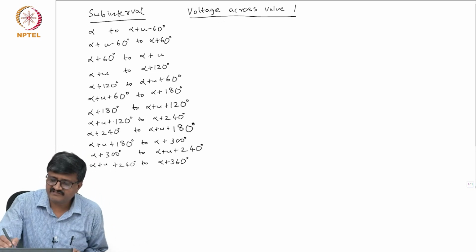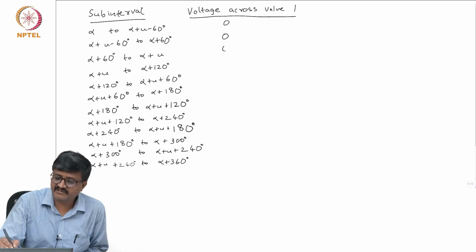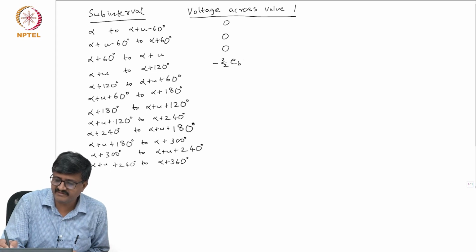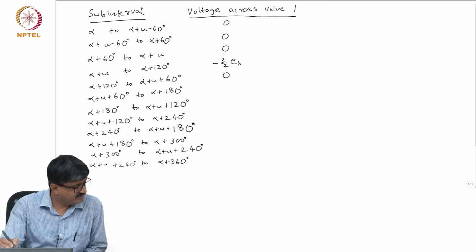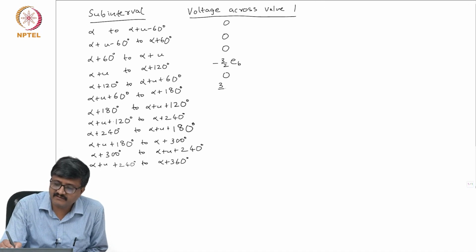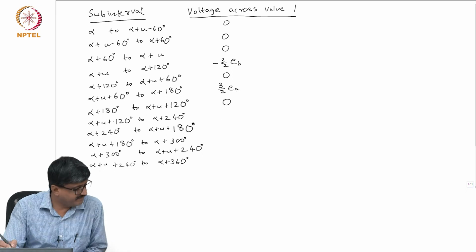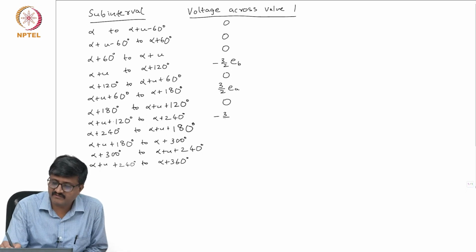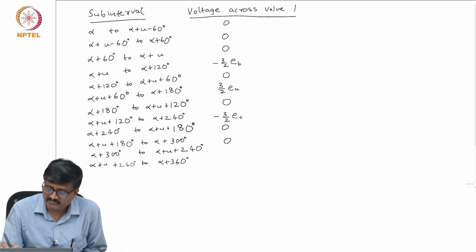So we have in the first subinterval 0, second subinterval 0, third subinterval 0. Then in the fourth subinterval it is minus 3 by 2 EB, then 0, then 3 by 2 EA, then 0, then minus 3 by 2 EC, then 0, 0, 0, 0.